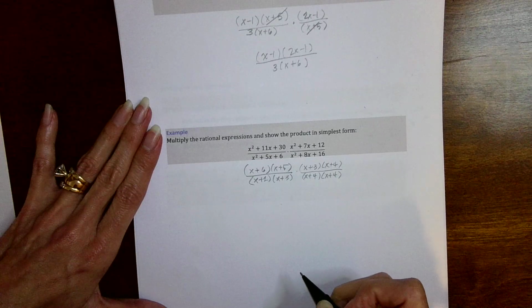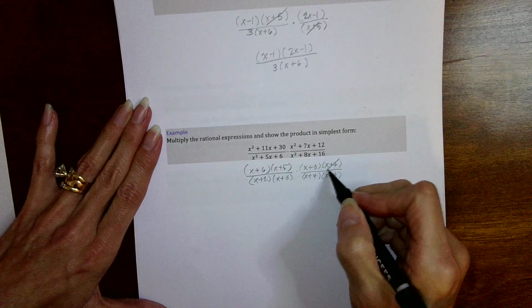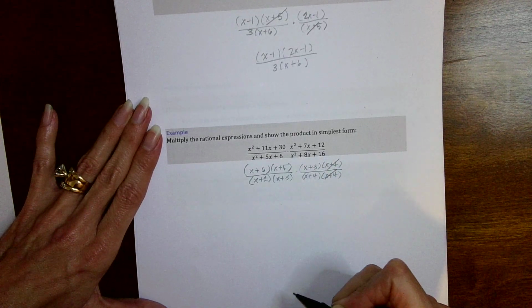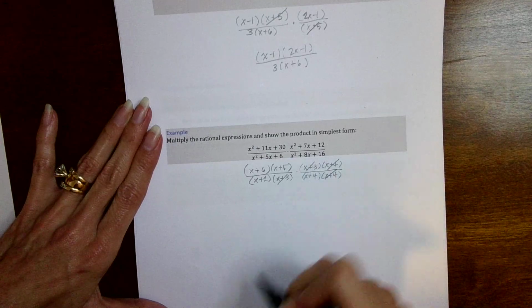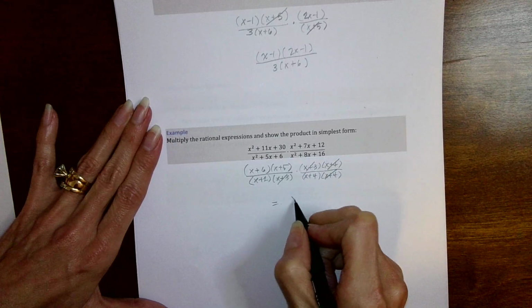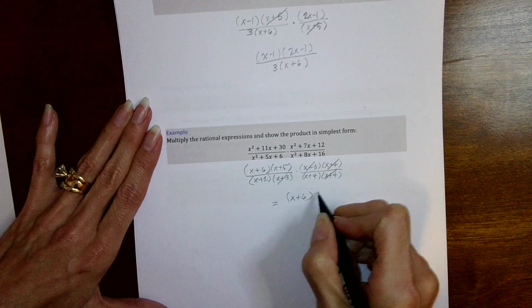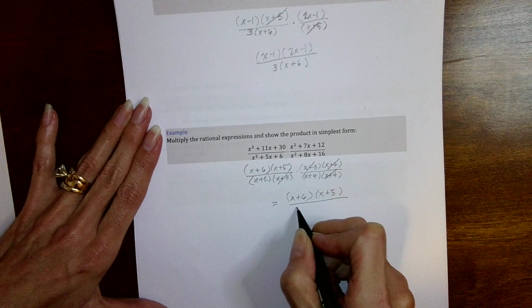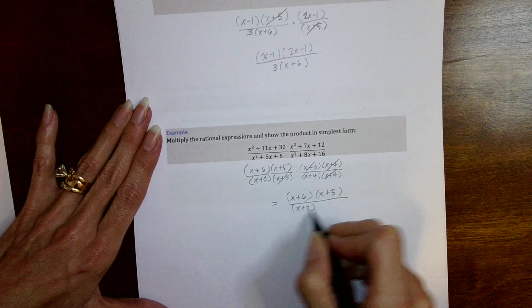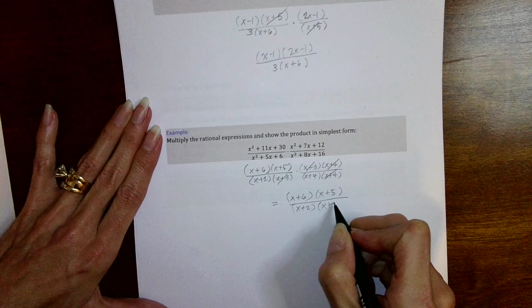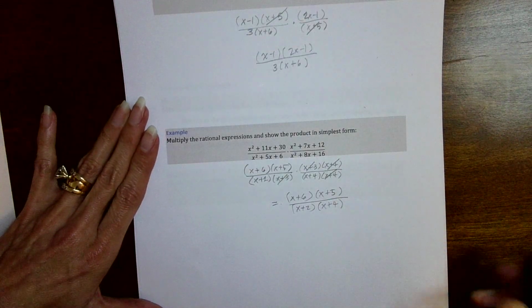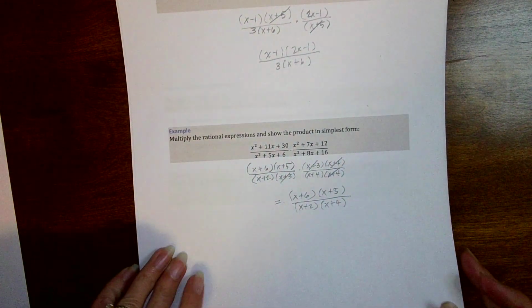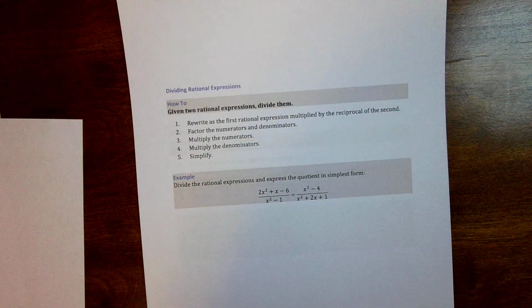And now I cross out what I can. So those cancel out, these cancel out, and I'm left with x plus 6 times x plus 5 all over x plus 2, x plus 4. Alright.